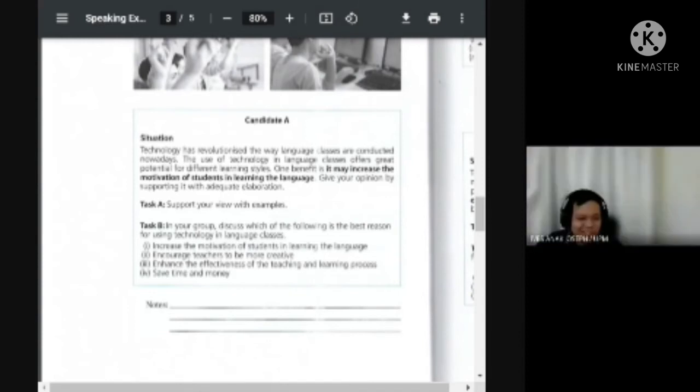So in my opinion, I think it's the second point, which is technology encourages teachers to be more creative. Just like I said, the teachers use website apps like Quizizz or Kahoot to provide quizzes to the students, to make the classroom feel more fun, and makes the things they learn more fun to learn, which helps the first point, which is increasing the motivation of students to learn the language.